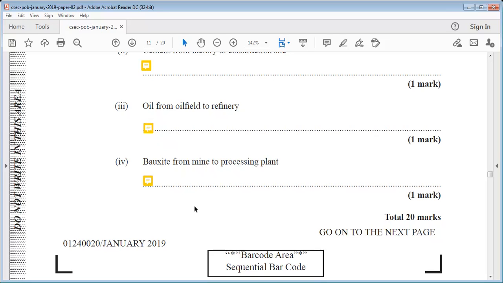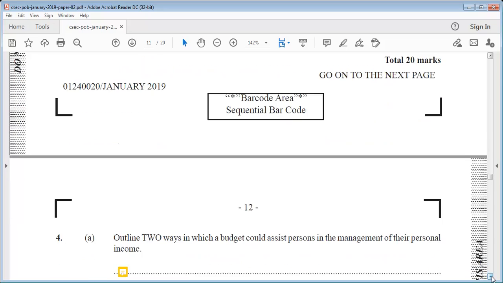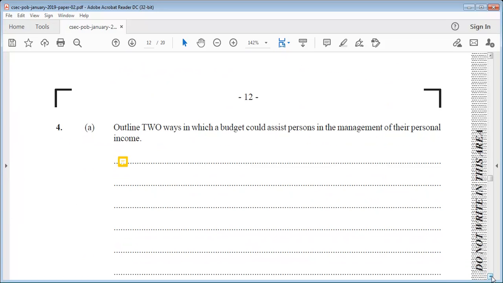And four, bauxite from mine to processing plant. We know that is trucks. All right, so each of those will be awarded 1 mark. And in total for question 3, you would get 20 marks. Let's go on to number 4. Outline 2 ways in which a budget could assist persons in the management of their personal income.